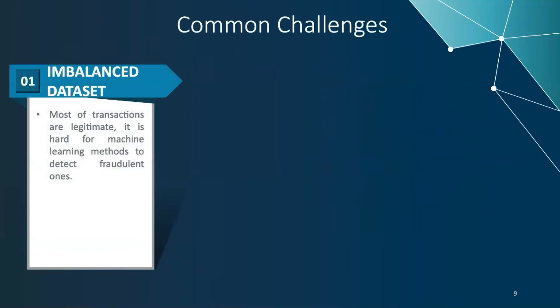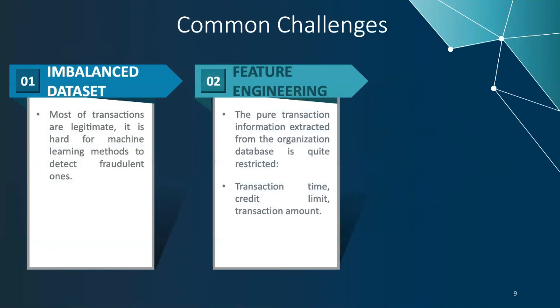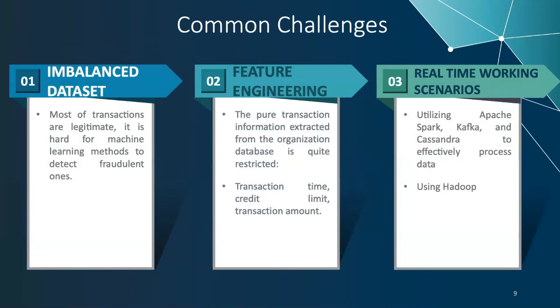And the second part of the presentation here talks about the common challenges. There are three common challenges that we want to talk about. The first one is imbalanced data set. The second one is feature engineering, and the third one is real-time working scenarios. In imbalanced data set, as we mentioned earlier, most of the transactions are legitimate ones, and it is very, very hard for machine learning methods to detect the fraudulent ones.